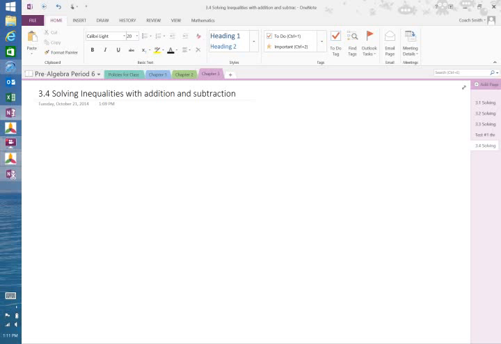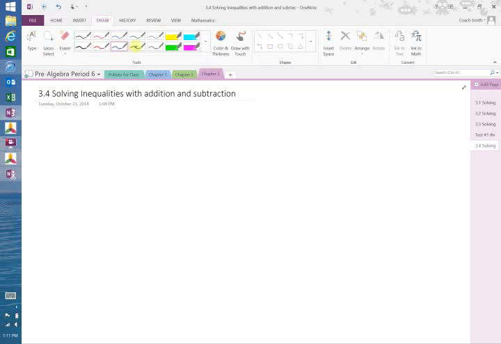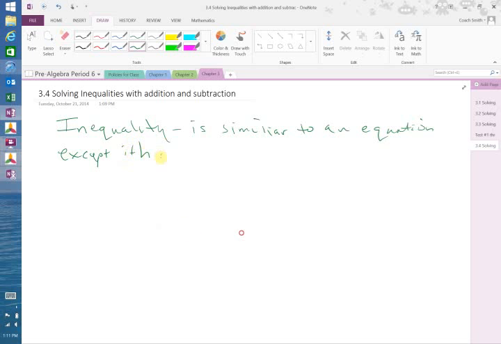An inequality, okay, an inequality is similar to an equation, except it has an inequality sign instead of an equal sign. Okay?